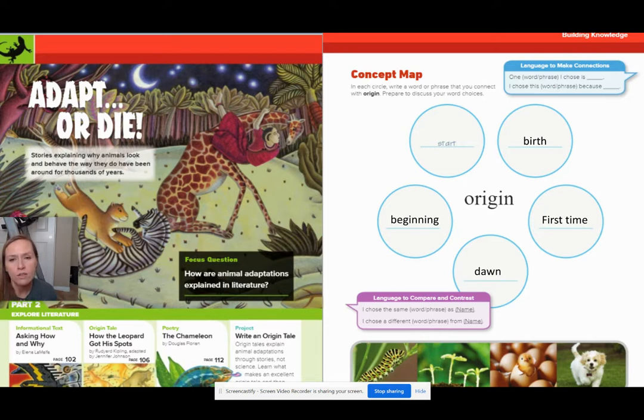So now that we've thought about this word, an origin is a tale or a story that tells you what happened in the beginning to a character. It kind of gives you the backstory of what happened in the beginning. Whenever I think of an origin tale, I automatically think of the story of Batman. You probably have heard of Batman before. Batman is a comic book character, and he definitely has lots of different origin tales.